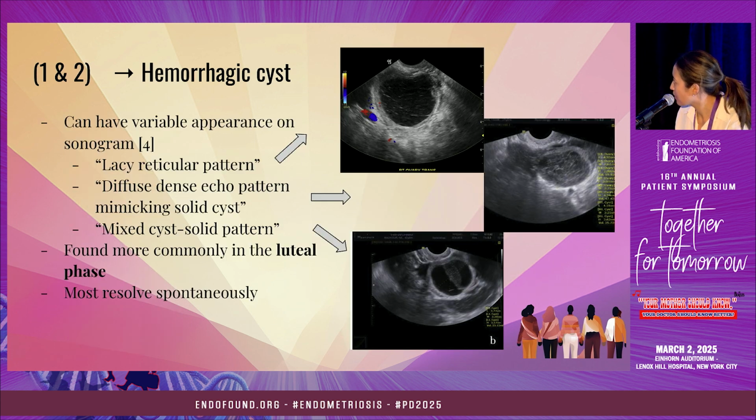Unfortunately, hemorrhagic cysts also have a pretty variable appearance. They can look like that. They can also have this sort of dense solid nature. They can have what's on the bottom, so it has mixed cyst-solid patterns. It's more commonly found in the second phase of your cycle. But the important thing to know here is that hemorrhagic cysts, all of these cysts, tend to go away, so they tend to resolve.